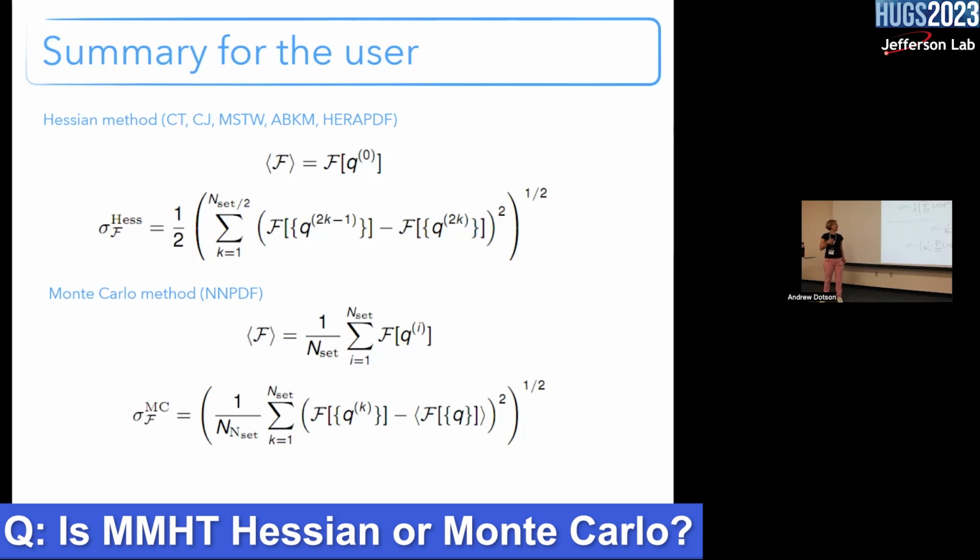Basically, everything apart from NNPDF is Hessian. So MMHT, which is a new version of MSTW, I think now they decided the final acronym, so it doesn't depend on the members of the collaboration. I think now it's MSHT, and it stands for some minimal something. So they got rid of the names because it kept changing and it was confusing. But basically, all the sets here are Hessian, and NNPDF is Monte Carlo.